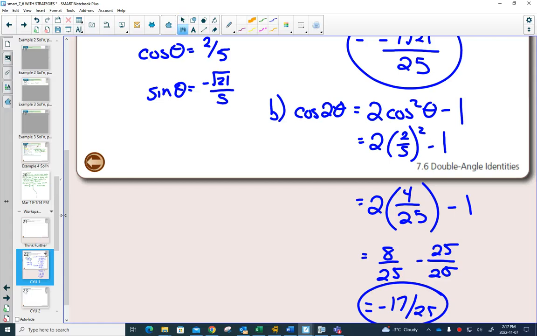So the start of double angle questions are identical to questions you've done already. We're just introduced to a couple of new formulas. So you can circle question number 9.